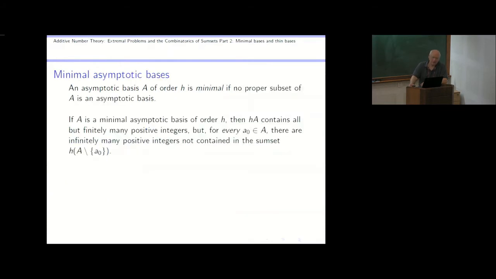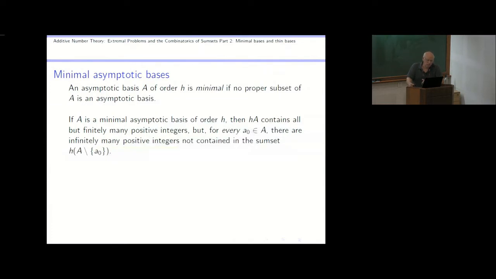Okay. Now, thinness is one notion of a sparse basis, a basis that doesn't have too many elements. A different notion of sparseness in some sense is what we call a minimal basis. And we say that an asymptotic basis is minimal if no proper subset of the set is still an asymptotic basis. Now, since you're allowed to miss a finite number of integers in the sum set, to say that you have a minimal asymptotic basis means that for every element A naught in the set, there are infinitely many numbers that cannot be represented without A naught. So it really is a very strong condition.